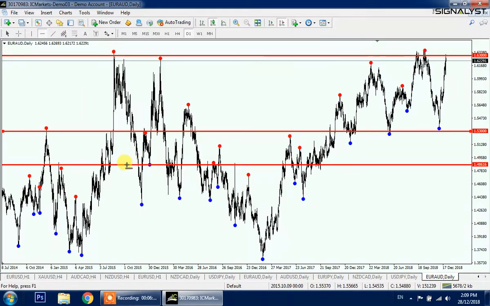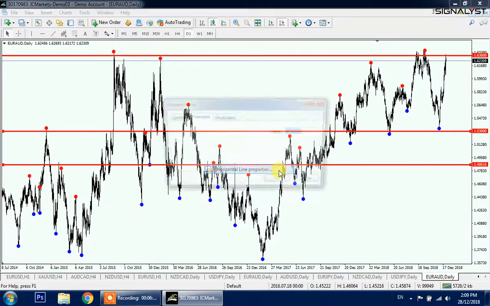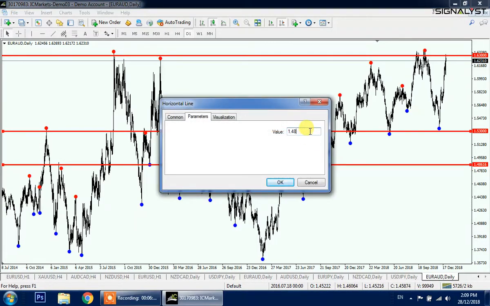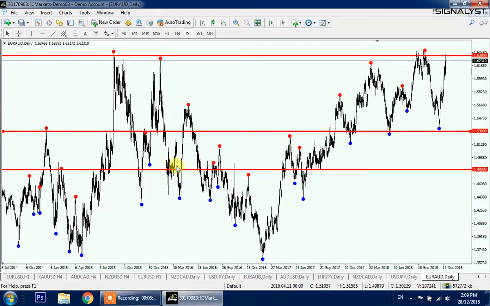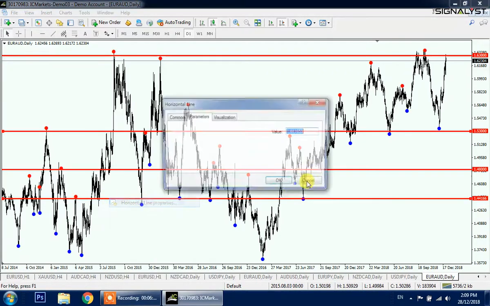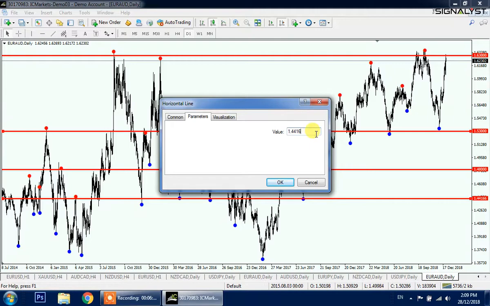Do we have any more setups here? Yes, we have 1, 2, 3. Optimize it to be a round number, 1.48. Let's see. Yes, it's a good one, and we can continue. Here we've got 1, 2, 3, 4 touches, 5 touches, a very strong one. Let's make it 1.44.